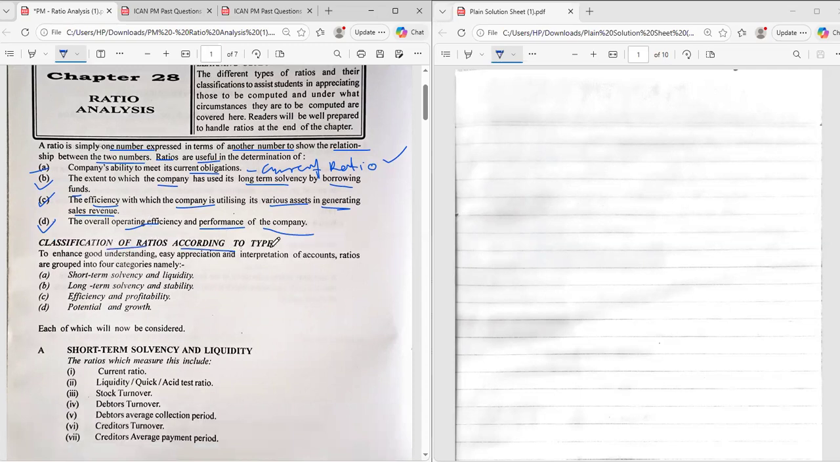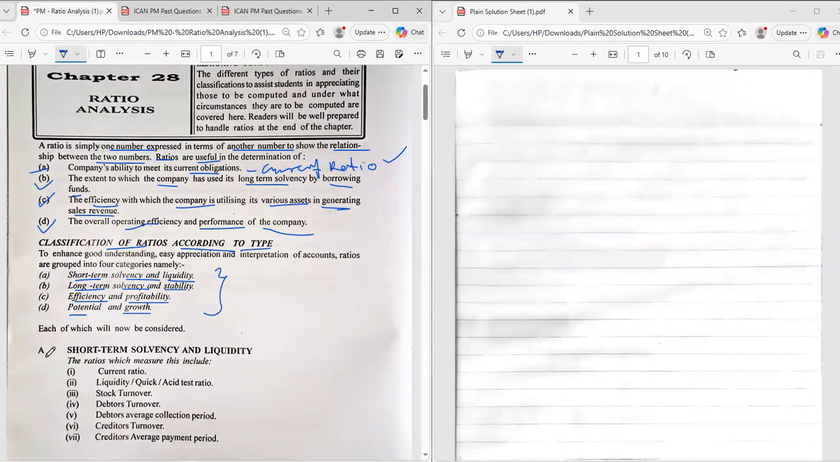This is where you need your pen and your formula. So we have classification of ratios. We have short-term solvency and liquidity ratios. Then we have long-term solvency and liquidity ratios. We have efficiency and profitability ratios. We have potential and growth ratios. These are the classifications. Under each classification, we have types.